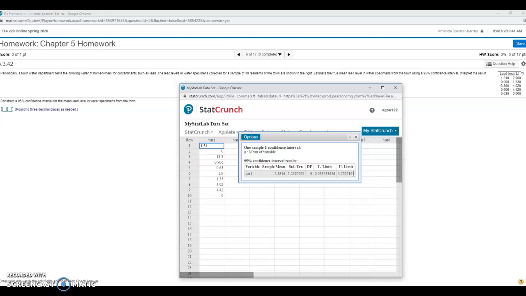Then what we can say is that the water department can be 95% confident that the mean lead level in drinking water for all residents in the town is within this interval. So it gives us the ability to add a little bit of confidence to what we're saying in terms of statistics.